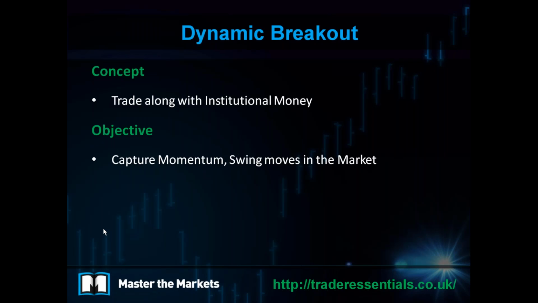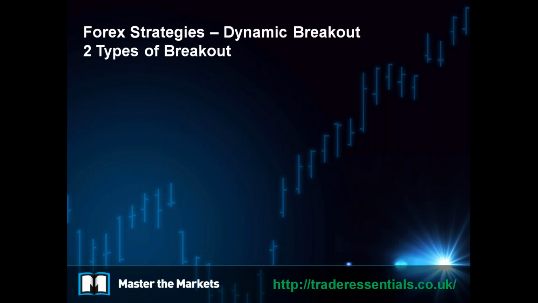I want to go over the dynamic breakout trading strategy, its concept and objective. The concept of the dynamic breakout is to trade along with institutional money to capture momentum and swing moves in the market. So it's really a momentum-based strategy. We're basically looking to get involved with where institutions are placing their trades, their stop losses, their entry levels, to drive the price higher and gain momentum and extra added fuel in the market, taking us up towards a target. That's why we're trading this dynamic breakout. It's based around where institutions will be entering the market. That's what makes it work.